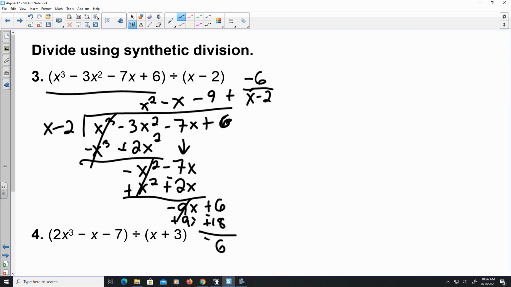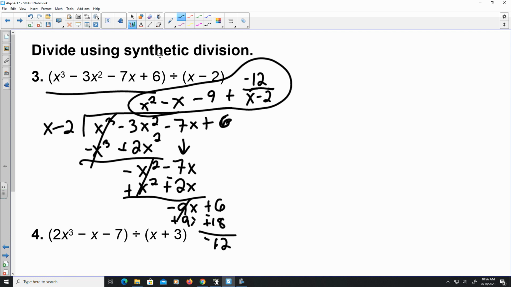12. Negative 12. I'm just batting 1,000 here. My apologies. x squared minus x minus 9 plus negative 12 divided by x minus 2.